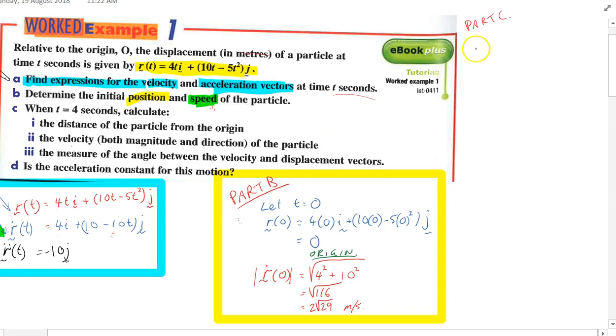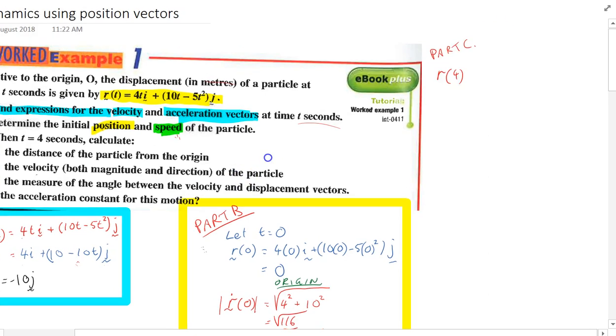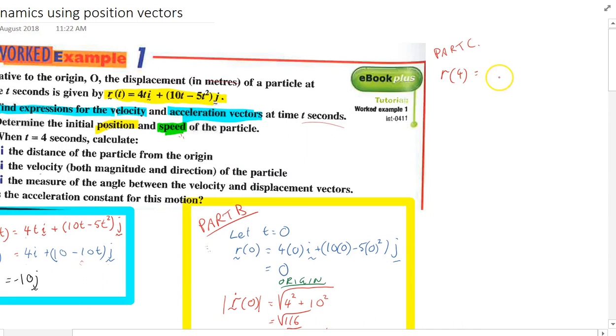So it's going to be r4, still using our displacement vector, not our velocity vector, because we want to know how far we are from the origin. Then we sub it in: r4 equals 4 times 4 i plus (10 times 4 minus 5 times 4 squared) j.